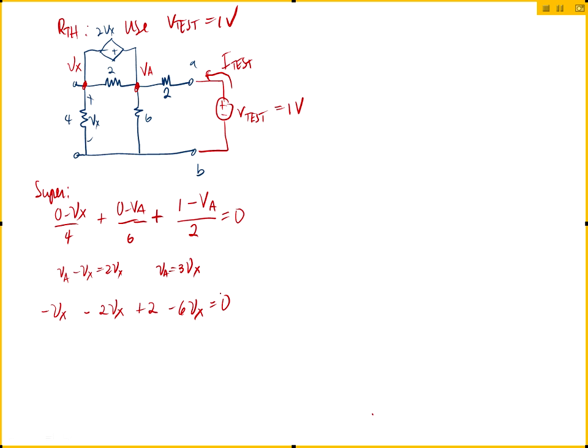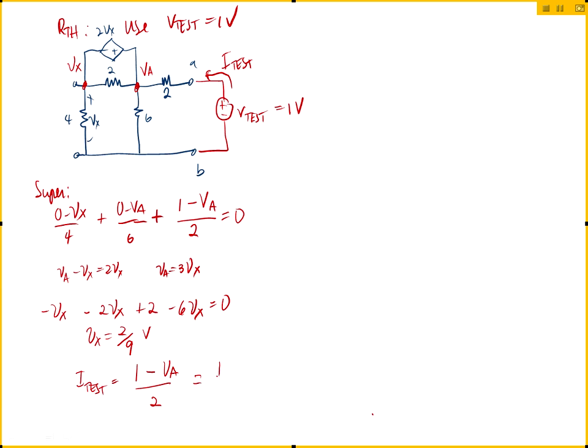Combine all the Vx's. What do we have? 1 plus 2 is 9, so Vx is equal to 2 over 9. But is it really Vx we're solving for? No, we're solving for I test, right? So what is I test? I test is also the current through the 2 ohms, which is the node voltage on the left, which is 1, minus the node voltage on the right, which is VA, divided by 2, yes?